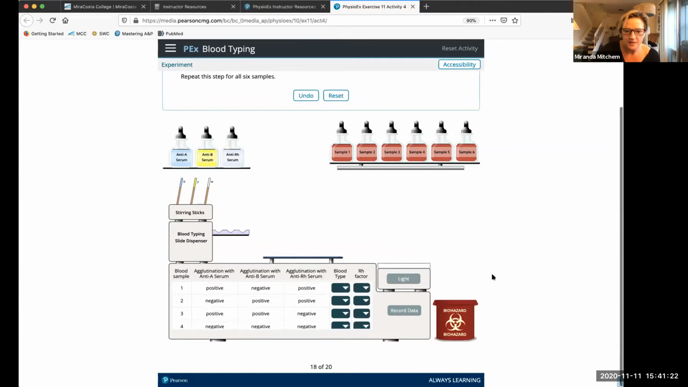All right, now we're going to go through, sorry, the alignment on PhysioX is pretty bad. It doesn't let me resize the view. So we're going to go through one by one. That means positive with A anti-sera, negative with B, positive with RH is A positive. A positive. That's how you would record their blood group.